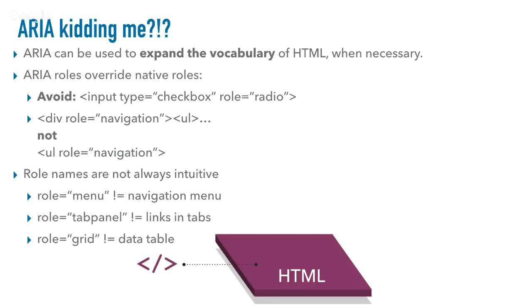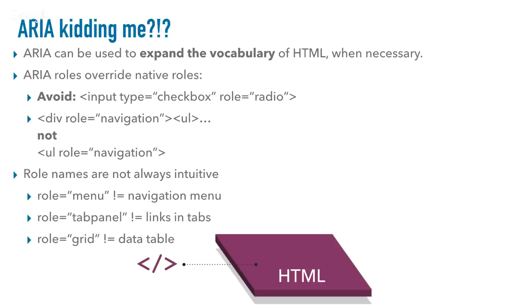We also need to understand ARIA roles and what they mean. Some of the role names are not always intuitive or straightforward. For instance, role equals menu. Many people think that that is for a navigation menu, a list of links on a web page, and that's not correct. An ARIA menu is an application menu. Think, file, edit, things like that. They have a specific keyboard interaction, generally using the arrow keys.